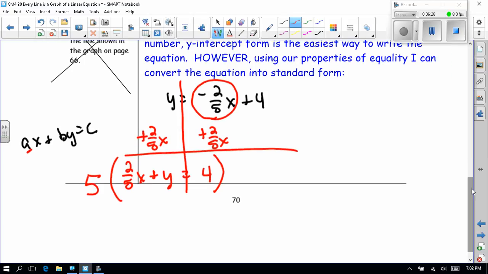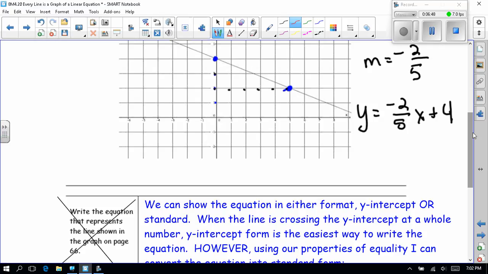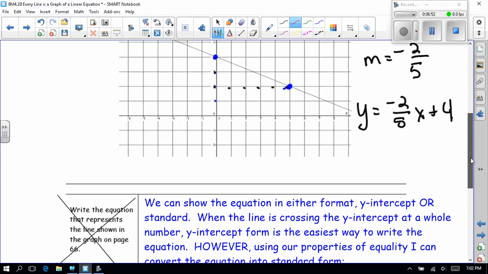2/5 times 5 is 2x. Y times 5 is plus 5y. 4 times 5 is 20. So I just converted that y-intercept form into standard form. So I think you can probably conclude by now that y-intercept form is way easier when you're talking about an equation, as long as it's crossing the y-axis at a whole number.